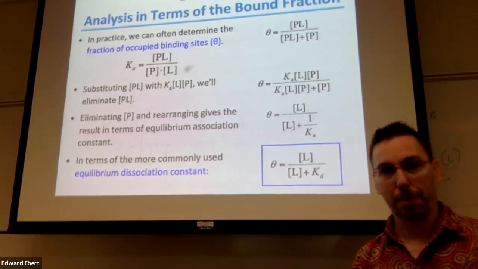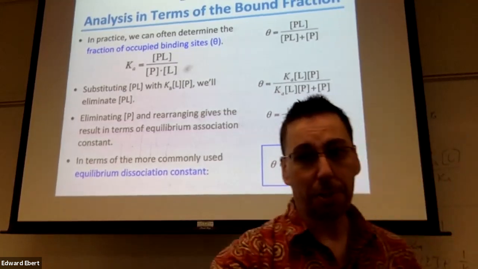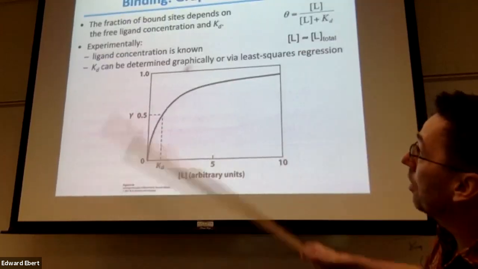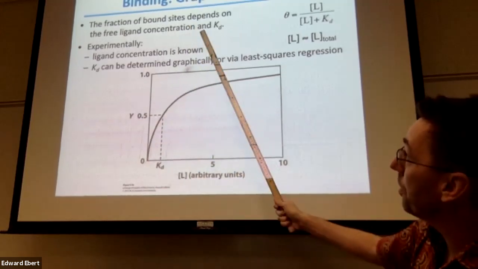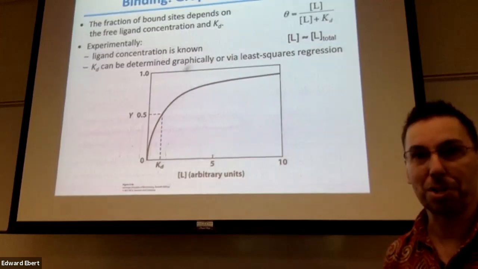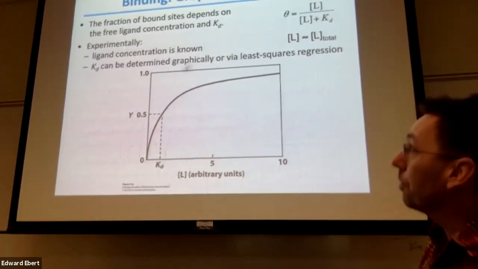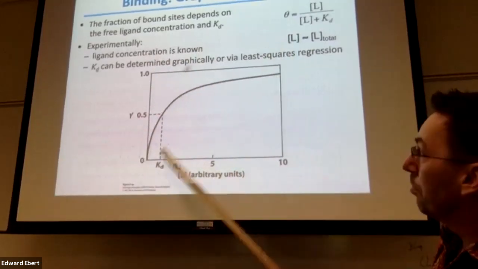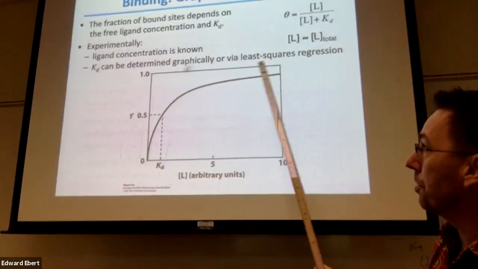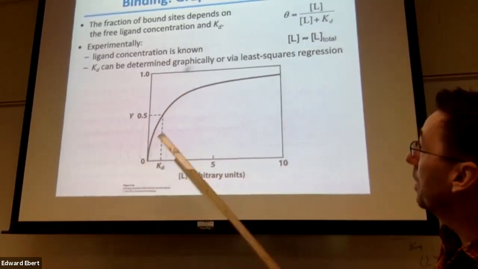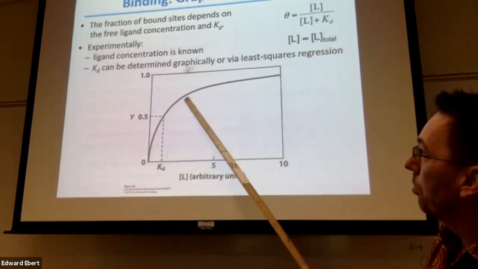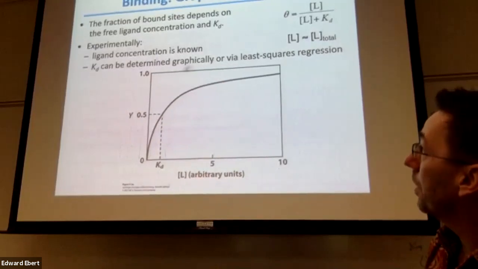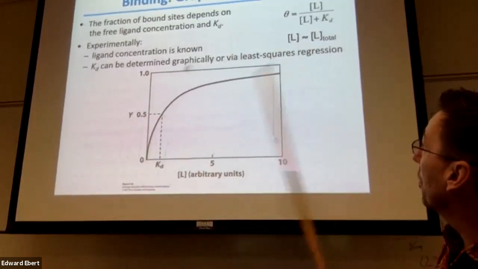Okay. All right. So let's look at this visually. Graphical analysis here. The fraction of bound sites depends on the free ligand concentration and on our KD, our dissociation constant, because that's going to play a role. But that's a constant for each protein, okay? So experimentally, we can graph different ligand concentrations and see what's occupied there. And then, we can plot this nice little hyperbolic curve and figure out our KD, okay? So we can either do that graphically or with least squares.